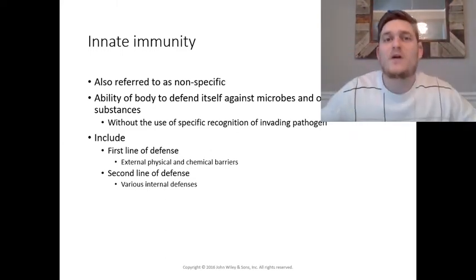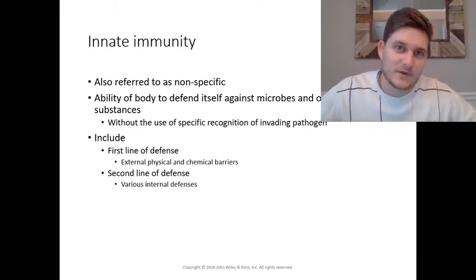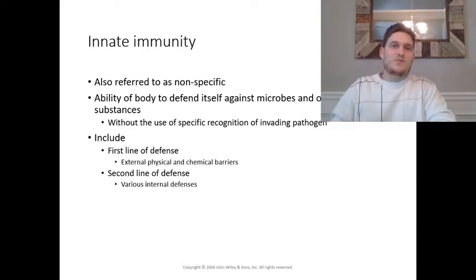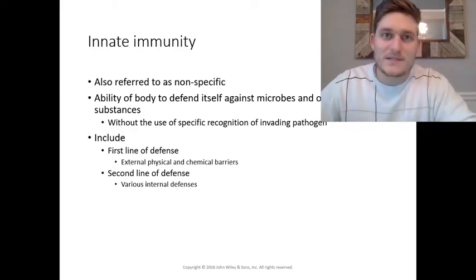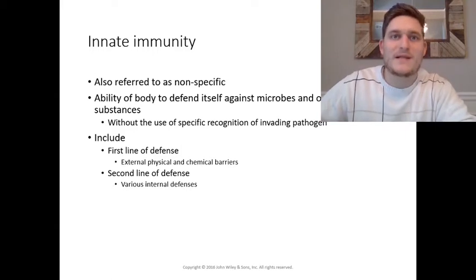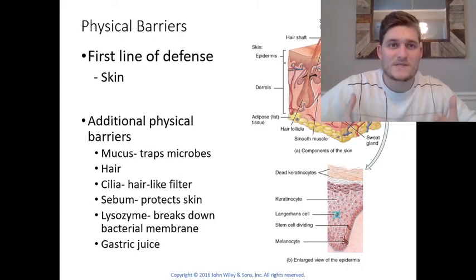And then we're going to talk about adaptive immunity, where we're going to talk about antibodies, and we're going to talk about B cells and T cells. And in those cases, we specifically know what that foreign invader is, and that helps us to defend against that microbe or against that virus. Our first line of defense is obviously our skin.